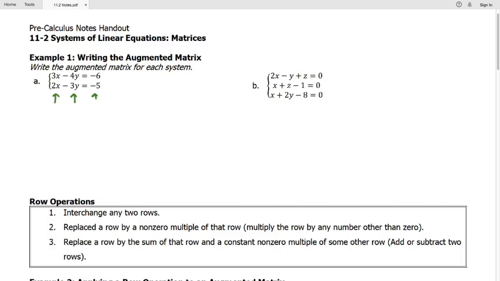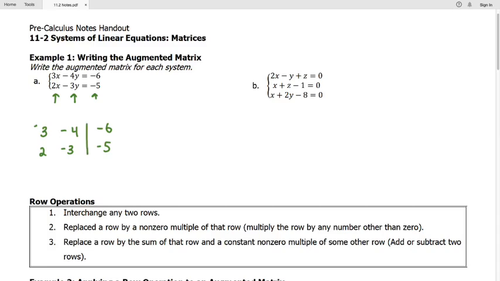Okay, so here's what we do. I'm just going to look at the coefficients. Once I've got everything lined up nicely, the coefficients of those variables are going to become the elements of my matrix. So 3 is in front of x, -4 is in front of y, and then -6 is that constant in the first equation. And then right below that, I'm going to write the coefficients and the constant of that second equation. 2 is the coefficient of x, -3 is y, and -5 is the constant.